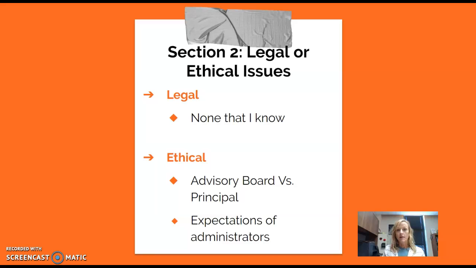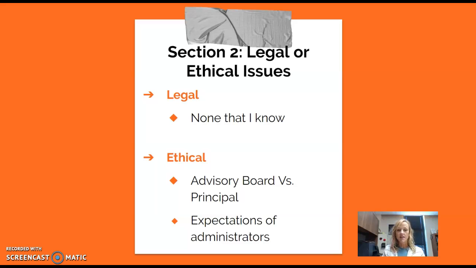So, legal or ethical issues. I don't think that there were any legal issues that I'm aware of at this time. As far as ethical issues, I think advisory board versus the principal, they agreed on a set of guidelines as being part of the advisory committee, and now they're kind of going back on those guidelines, as Helen had them very clear, and Susan had them very clear, that what she wanted to happen.